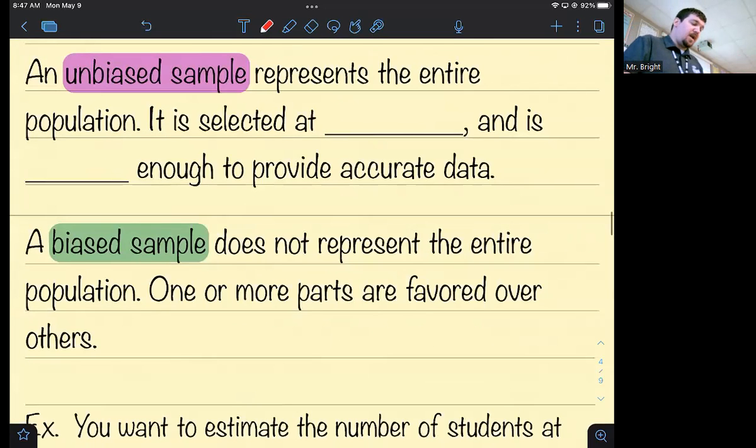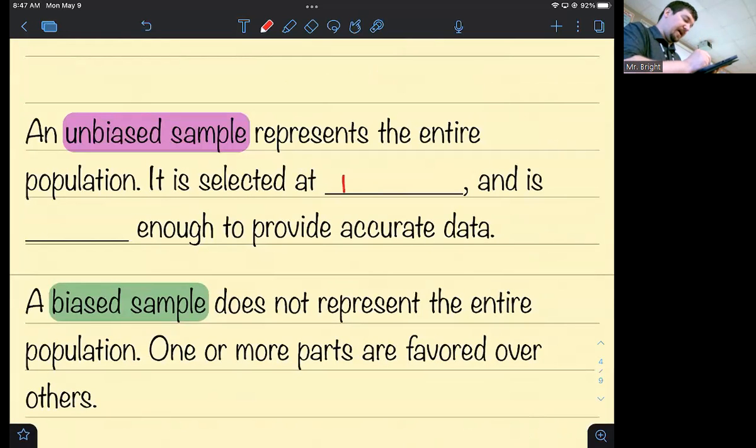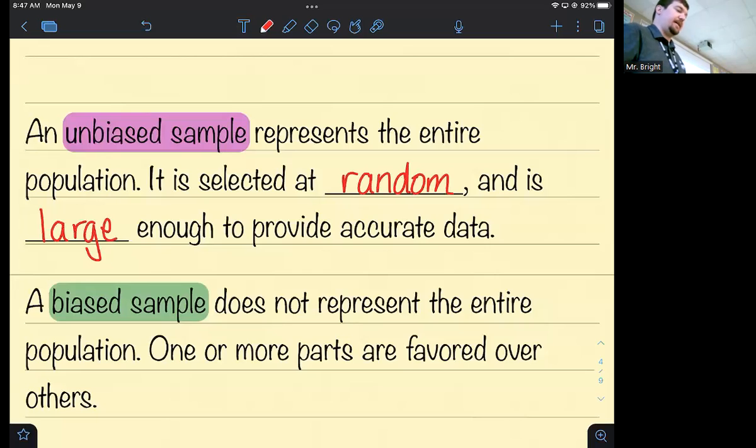Okay, an unbiased sample represents the entire population. It is selected at random and is large enough to provide accurate data. We want to be unbiased. Remember what that word biased means. You're favoring one part of the population over the other. A biased sample does not represent the entire population for that reason.